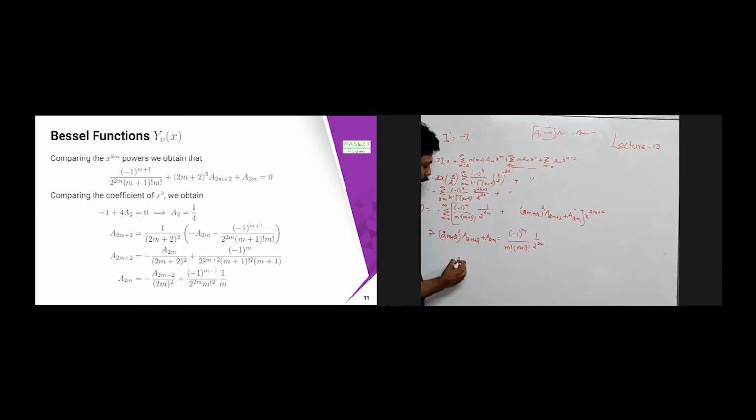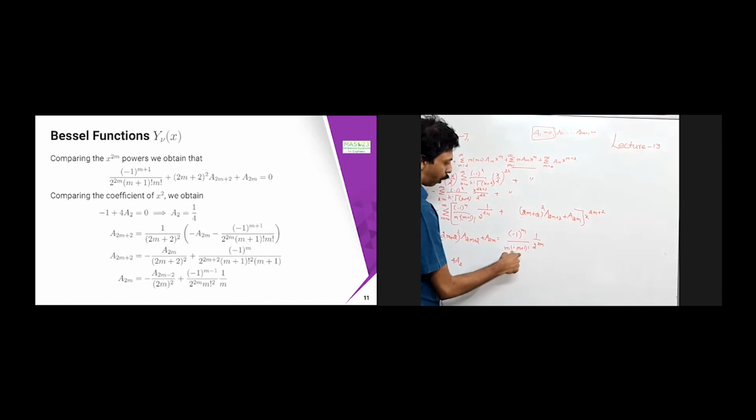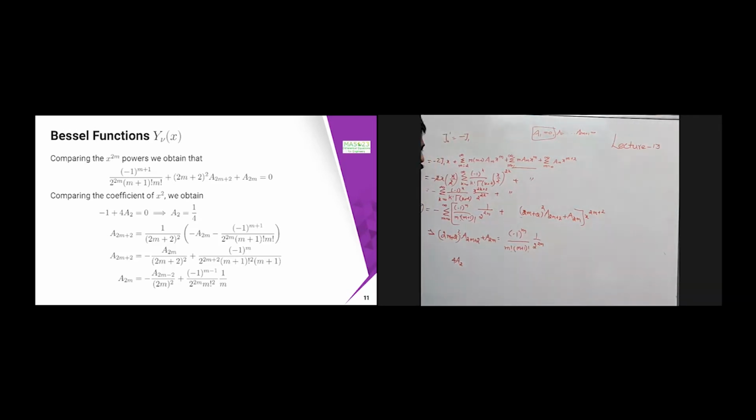So now what you can do, you are going to put m equal to 0, therefore you are going to put a2. Here m equal to 0, therefore it is going to become 4a2, and this is comfortably forgotten. And here m equal to 0, therefore this is going to be minus 1 power 0, 0 factorial, 1 factorial, 2 power 0, therefore it is going to be 1. So you are going to get 4a2 equal to 1, therefore a2 is equal to 1 by 4.